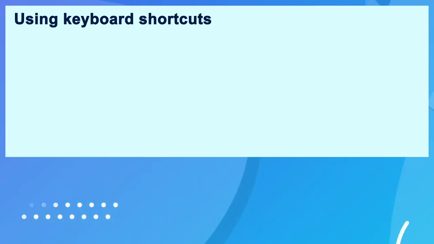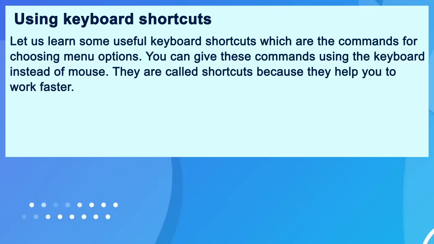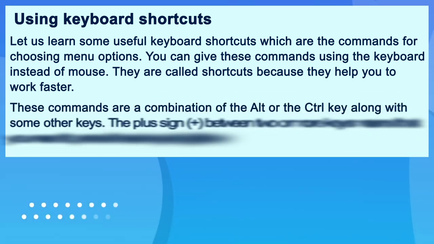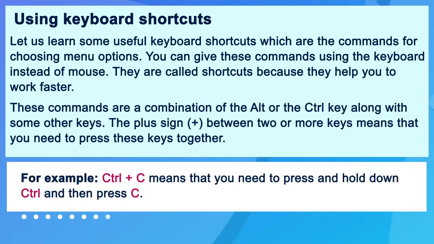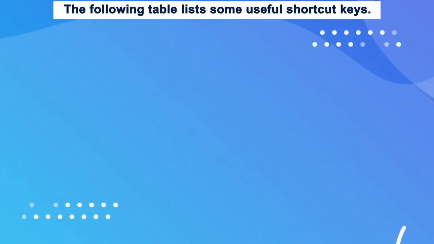Using keyboard shortcuts. Let us learn some useful keyboard shortcuts, which are the commands for choosing menu options. You can give these commands using the keyboard instead of mouse. They are called shortcuts because they help you to work faster. These commands are a combination of the Alt or the Control key along with some other keys. The plus sign between two or more keys means that you need to press these keys together. For example, Control plus C means that you need to press and hold down Control and then press C. The following table lists some useful shortcut keys.